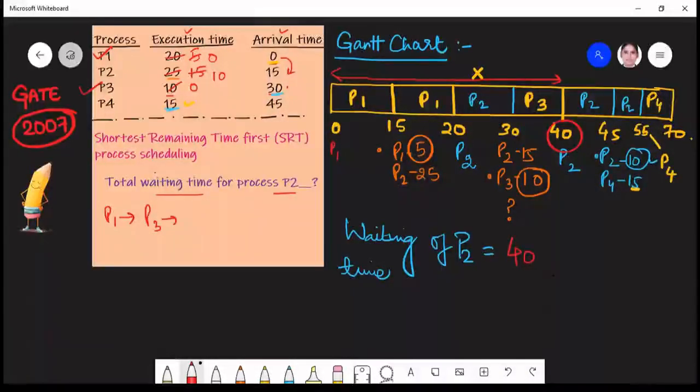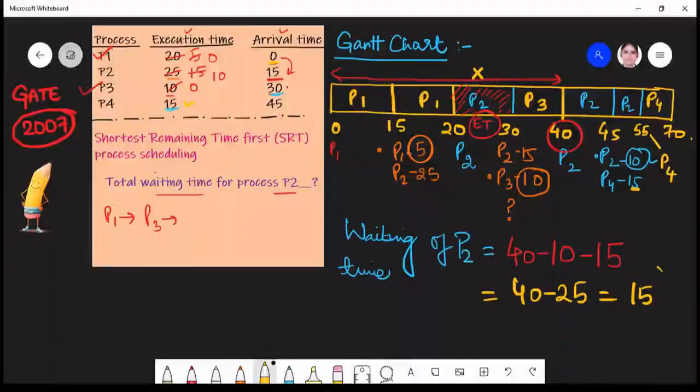But P2 was running during the period 20 to 30. It was executing; that is execution time, not waiting time. So we are going to subtract 10 from this 40. And after this, we will also subtract the arrival time. The arrival time of P2 is 15. So we are also going to subtract this 15. So the remaining time is 40 minus 25, that is 15 milliseconds. So this is the right answer.